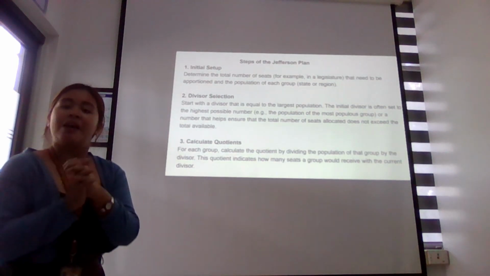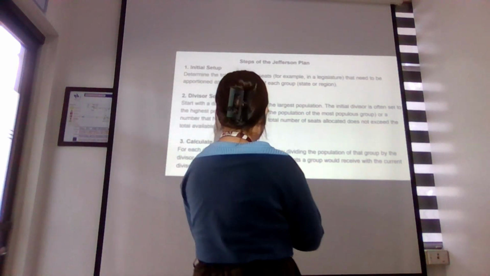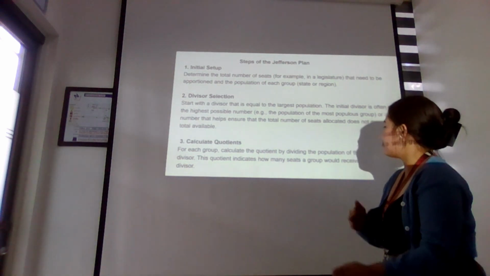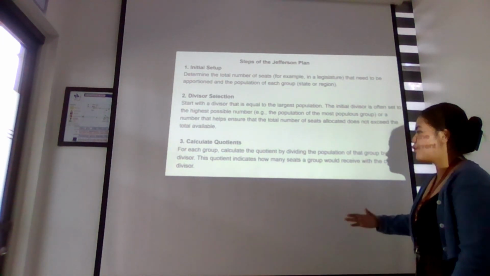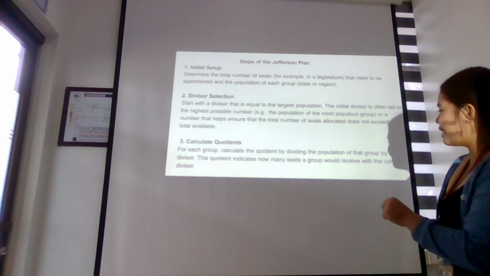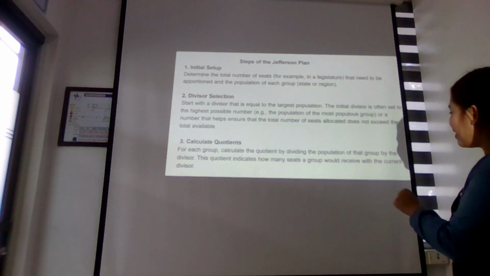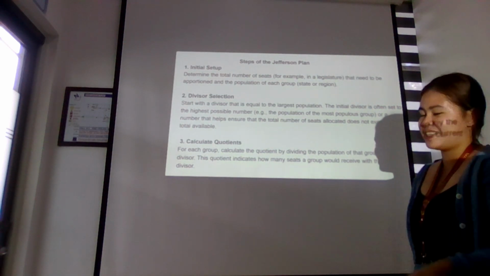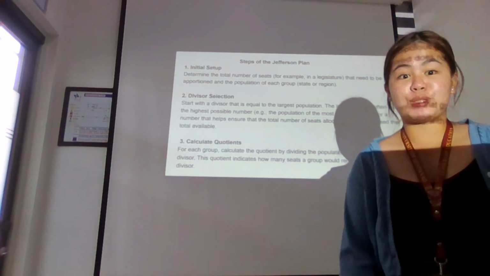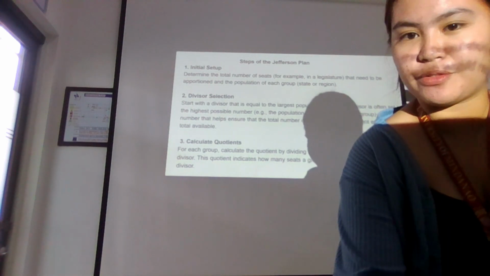So the next step is to calculate the quotient. For each group, calculate the quotient by dividing the population of the group by its divisor. This quotient indicates how many seats a group would receive with the current divisor. In this part, we're going to use the SQ formula, or the standard quotient formula.